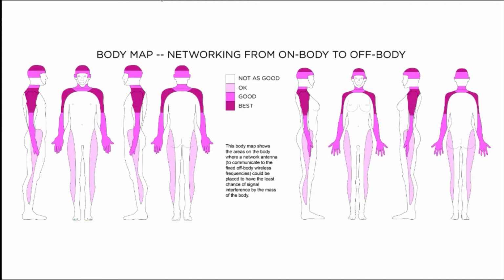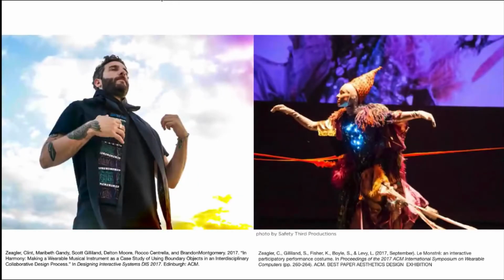Networking from on-body to off-body. This isn't as big of an issue now when there's 3 or 4 Wi-Fi routers in a room and you could get to it in any direction. But if you're creating a project where you're creating a prototype or a case study, it's good to know where to place things on the body for that, and also to explain to the user, right?